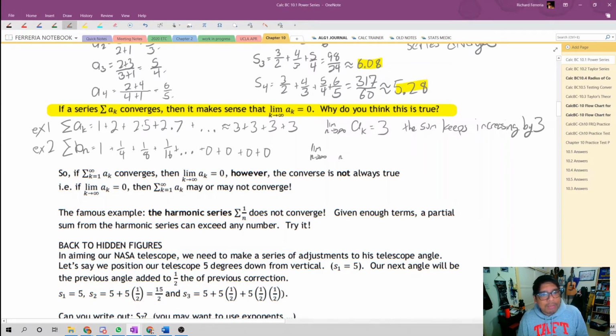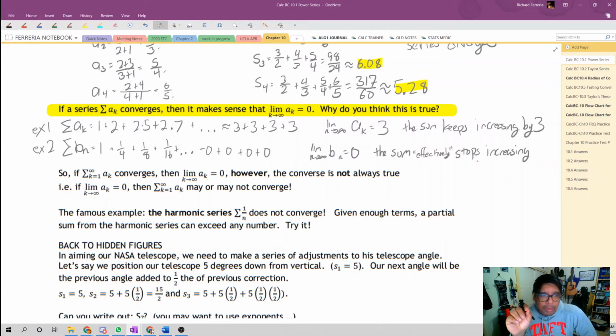We said that was B. So the sum effectively stops increasing. The sum doesn't actually stop increasing, but it stops increasing by an appreciable amount. So the little bits that we add to the sum are so small that they don't really make a difference anymore. And so in this case, we're saying that the series might converge. Maybe it doesn't, but it at least has a chance of converging.